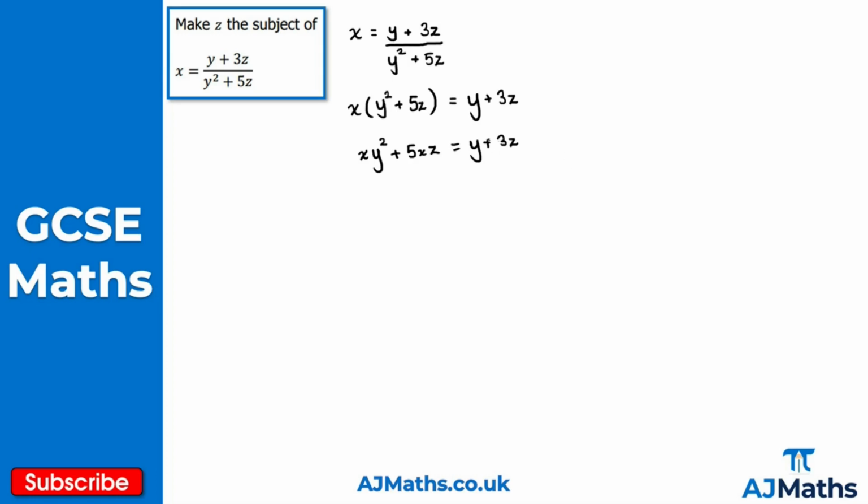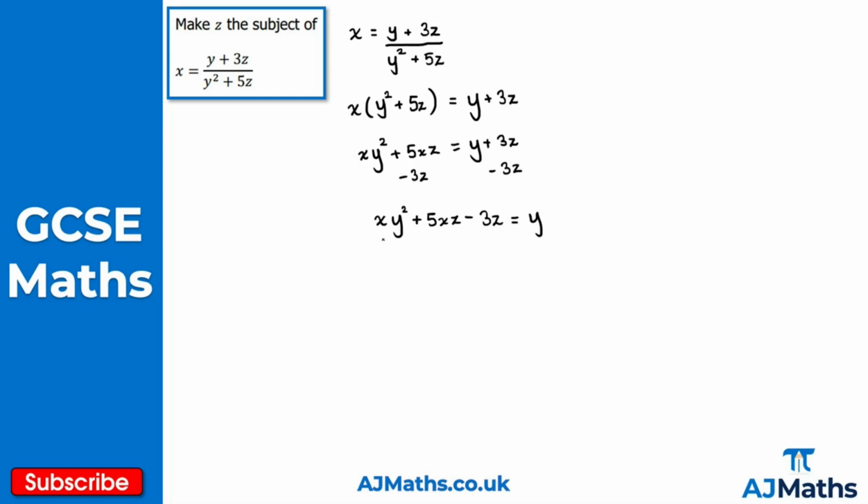So what I'm going to do here now, I'm going to get rid of this 3z here on the right hand side, and to do that I'm going to subtract 3z off both sides. Okay. In that case I'm going to get xy squared, we'll get 5xz, then we minus 3z, and that is all equal to y.